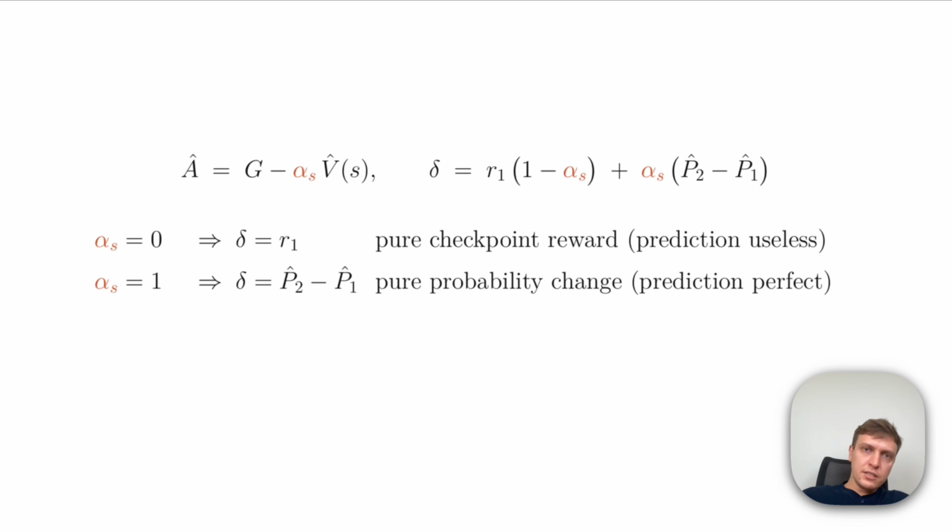In the other edge case, when alpha equals 1, it means that prediction is perfect, and our model predicts the real value function. We go back to this difference of two probabilities, and this is exactly what we discussed before. And this is our problem one. Let's talk about it again. But now we can show that it's not a problem.